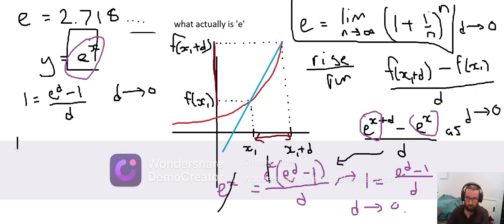Let's times both sides by d. So we've got d equals e to the power of d, take 1. Let's add 1 to both sides. d plus 1 equals e to the power of d. And now this is kind of the weird part. We're going to take the dth root of both sides.